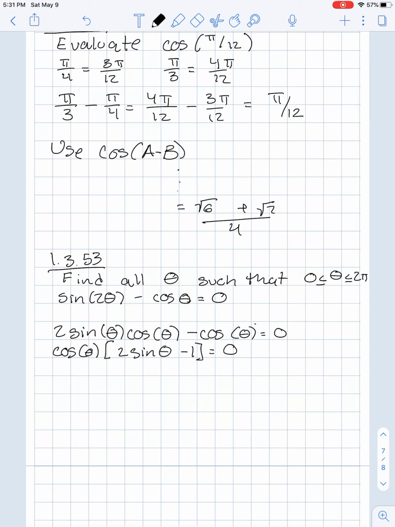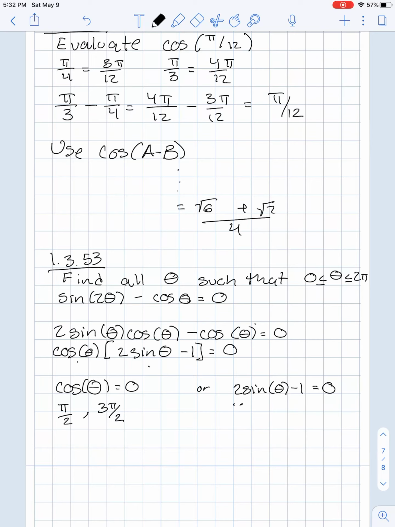What we know from when we did a lot of stuff with polynomials in algebra is that for these two things multiplied by each other to equal 0, at least one of them has to equal 0. So either cosine theta equals 0 or 2 sine of theta minus 1 also equals 0. When does cosine of theta equal 0? Between 0 and 2 pi, it's going to be at pi over 2 and 3 pi over 2.